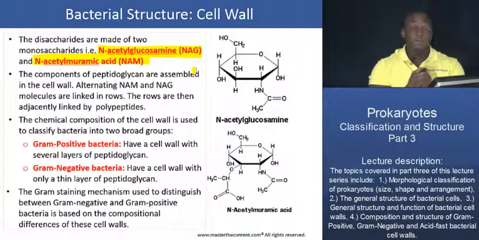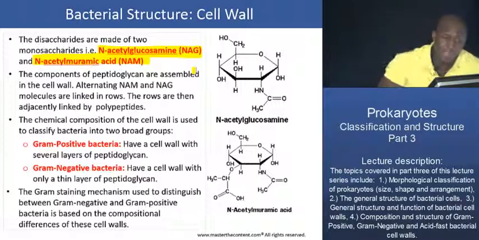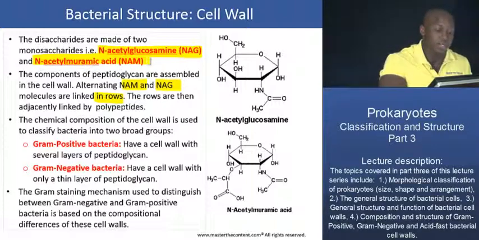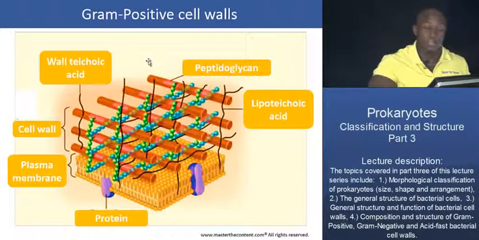Now, the components of peptidoglycan are actually assembled within the bacterial cell wall. What's going to happen is NAG or NAM will be transported to the bacterial cell wall, where it will be assembled into that peptidoglycan layer. Now, these alternating N-acetylmuramic acid and N-acetylglucosamine molecules are actually linked in rows. Now, I'm going to give you a diagram to illustrate what I'm trying to talk about before I get into much more detail. Here is what we have.